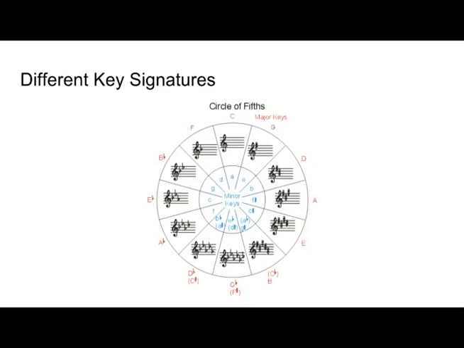A piece can also modulate, which is the changing of one key to another. For example, the second movement from Concerto No. 23 is my personal favorite by Mozart. It starts in the key of A major but modulates to the key of F minor.